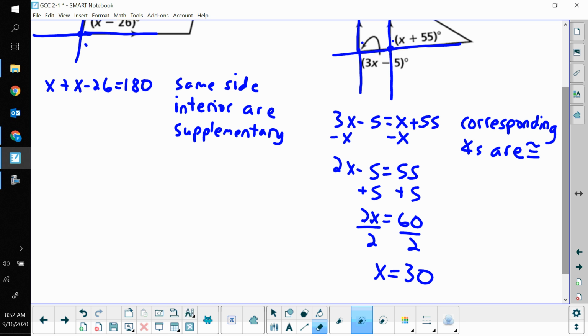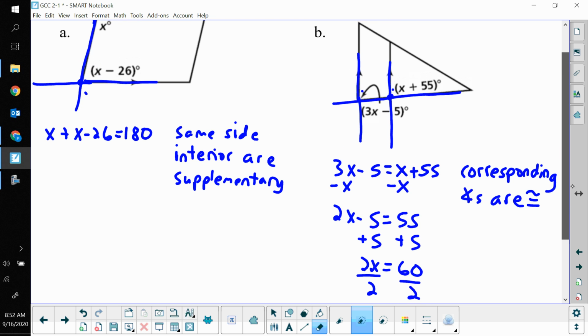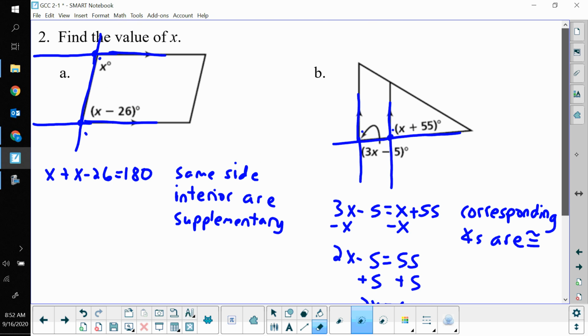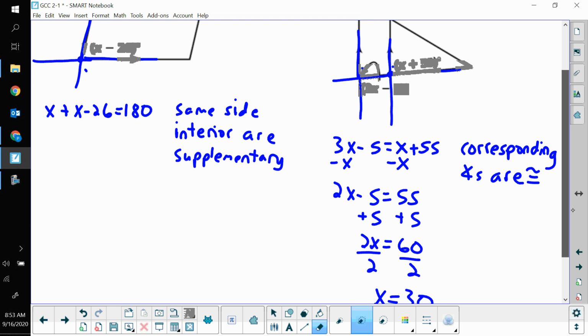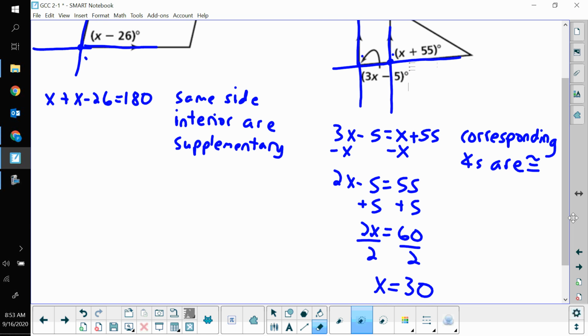Now, whenever you find a variable in this class, always reread and see what the directions said. And the directions here said to find the value of x, so we're done in this one. We sometimes might have to sub it back in to find the actual angles.